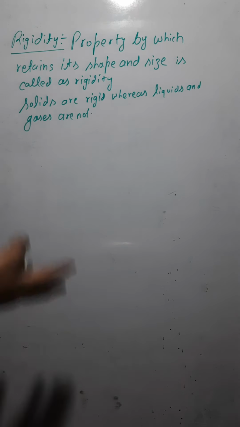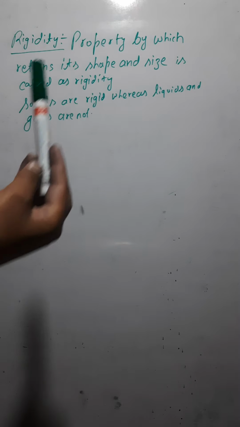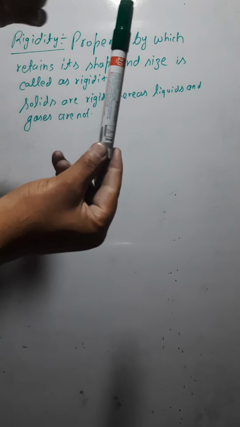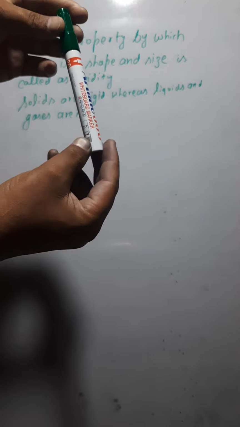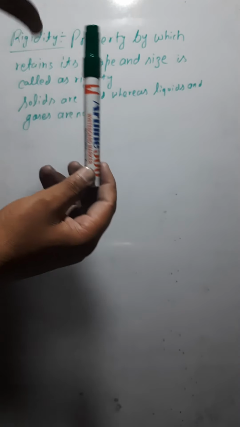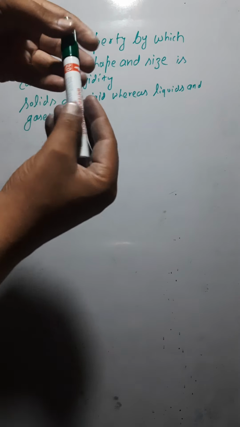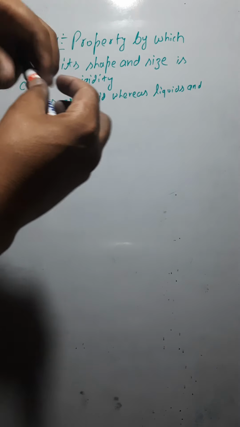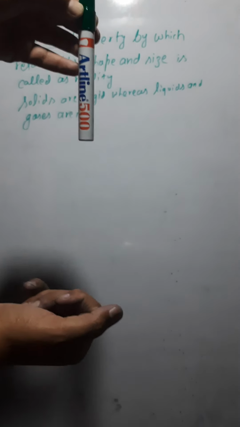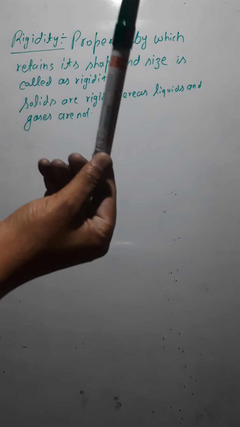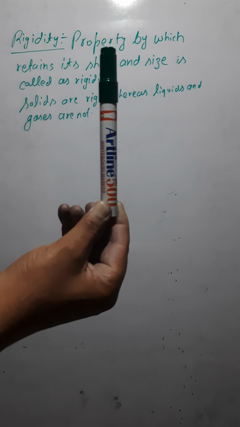We are saying that solids are rigid. So why are solids rigid? Now if you see, this is a solid, so I can say this is rigid. Why? Because it has the tendency to retain its shape and size. Now if you see, this is the marker. If I want to change its shape or its size by compressing it, or by just bending it, I cannot do this. So what does it mean? It means it's rigid. Rigidity means I cannot change its shape and size.